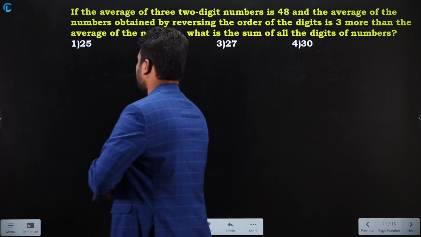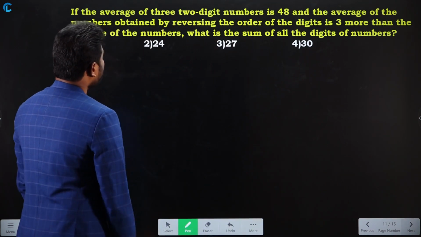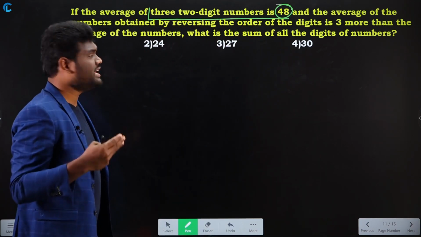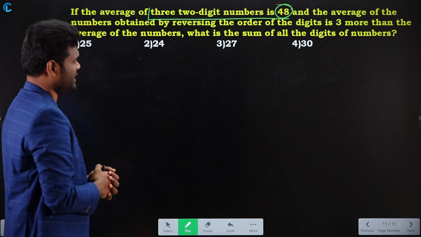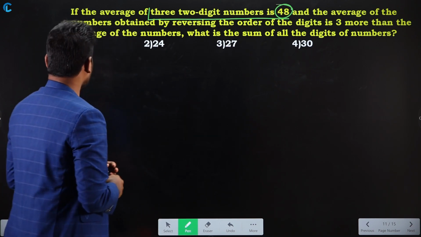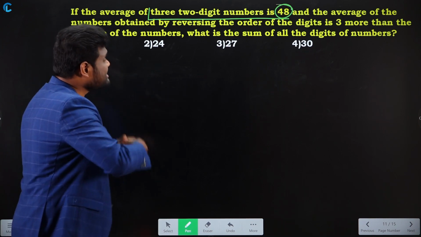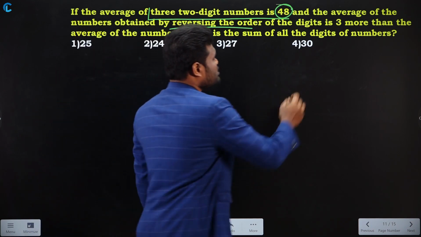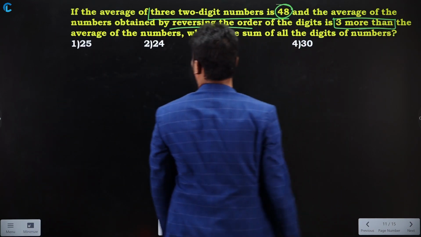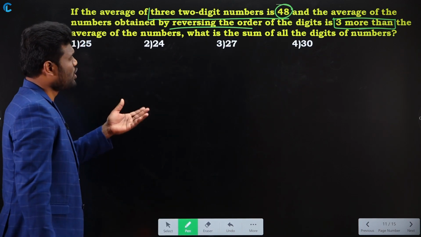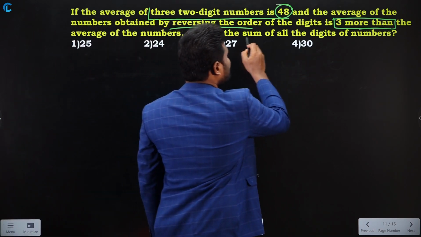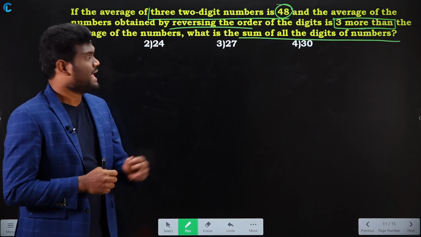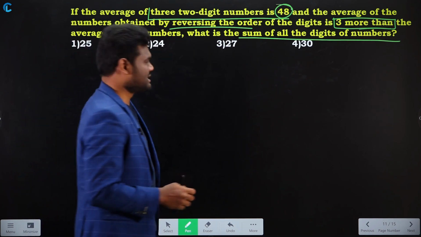Let us look at the next one. These are very good questions. Let us look at the next question. If the average of 3 two-digit numbers is 48, and the average of the numbers obtained by reversing the order is 3 more than the average of the original numbers, what is the sum of all the digits of the numbers? We are asked to find the sum of all the digits of the numbers. Now the question is saying 3 two-digit numbers. Now what I will do?